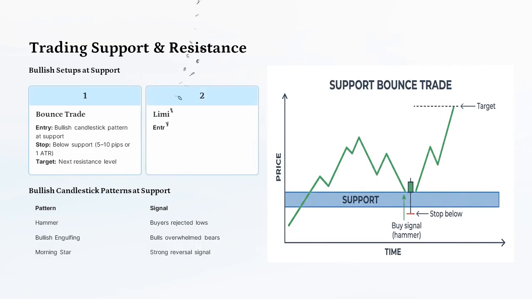The limit order. If you're more aggressive, you can place a buy limit order just above the support zone. You're anticipating that price will bounce. Your stop goes below support. Your target is the next resistance. Which approach is better? The bounce trade with candlestick confirmation has a lower win rate but better risk-reward because you're waiting for confirmation. The limit order has a higher potential reward but also higher risk because you're entering before confirmation. Choose based on your trading style.